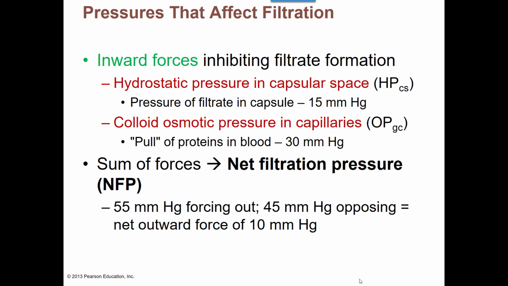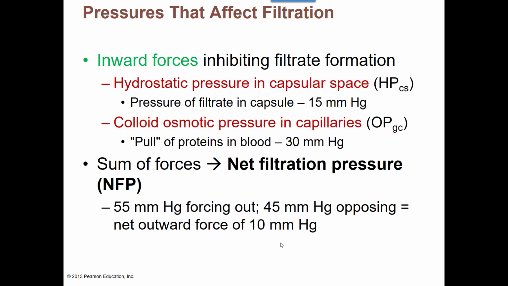However, our net filtration pressure is a positive number. It's 10. And as long as that is a positive number, filtrate will get made. It means your blood pressure is higher than the pressures opposing it, which means you're going to make more filtrate. You're going to make more urine. Now, net filtration pressure is really based on blood pressure. That's the biggest one. But as long as it's positive, you're going to make urine. But that's your net filtration pressure.